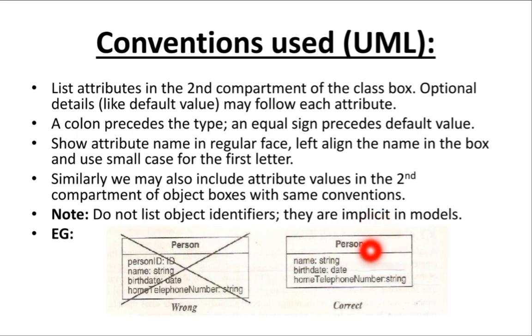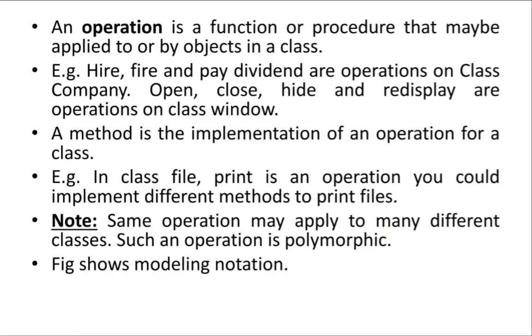Automatically it will assume that a person class will have some identification, a person object will have some identification. For you, no need to include that. But here, why it is wrong? Here, along with name, birth date and the home telephone number, I include person ID. See, no need to do that. Don't include the identification numbers or identifiers. Not necessary. Avoid that. That's why this is correct, this is wrong. Hope you are getting, guys.